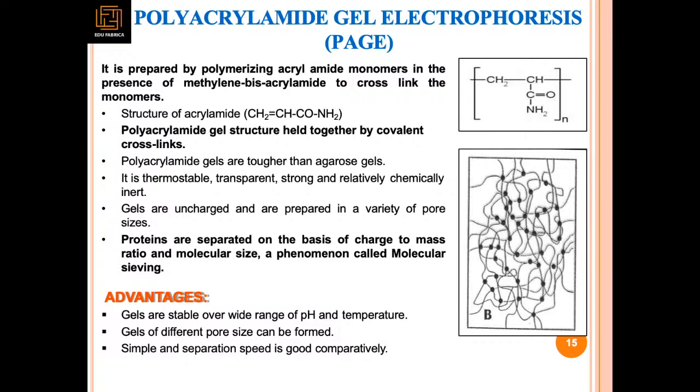It is prepared by polymerizing acrylamide monomers, that is CH2=CH-CONH2, in the presence of methylene bisacrylamide to cross-link the monomers. The structure that we get is held together by covalent cross-links, and polyacrylamide gels are tougher than the agarose gels. So it is thermostable, transparent, strong, and relatively chemically inert.